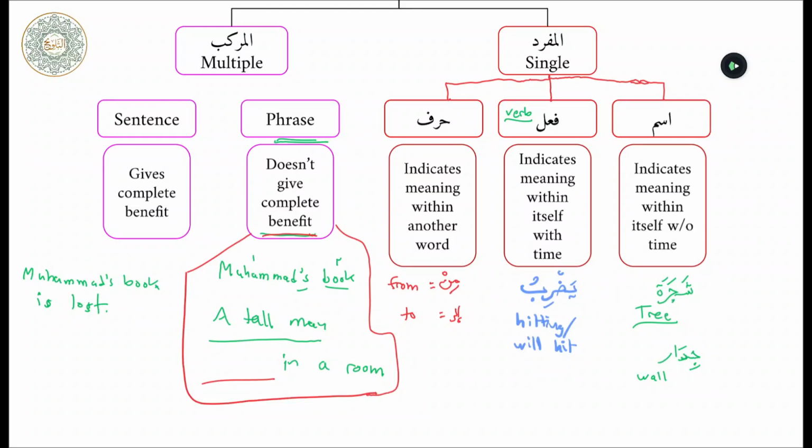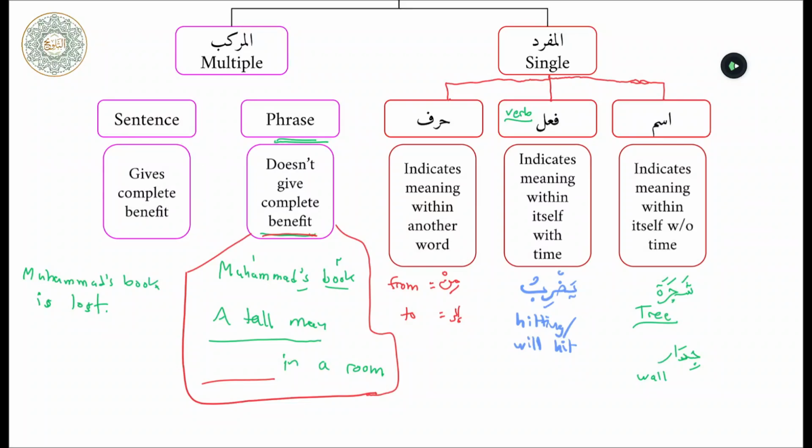So notice over here, this is a full sentence. Why is it a full sentence? Because it's murakkab, multiple words, and it gives complete benefit. I'm not just saying Muhammad's book, I'm giving you information regarding Muhammad's book, and that's why you can put a period at the end. If you said Muhammad's book and you put a period, that would be incorrect. Muhammad's book is lost. Now, because the sentence is complete, you're allowed to put a period at the end. A tall man is running. Same concept. A tall man alone is a phrase. Is running alone is a phrase. But once you add on a tall man to the beginning, now you have a complete sentence. A tall man is running. Now you have a complete sentence.